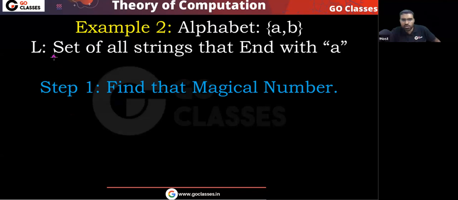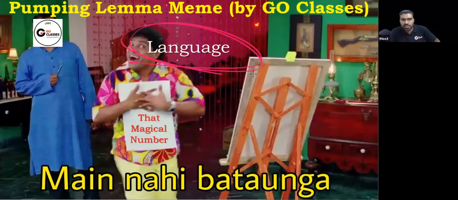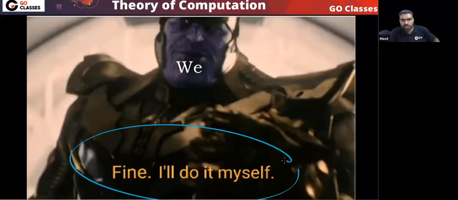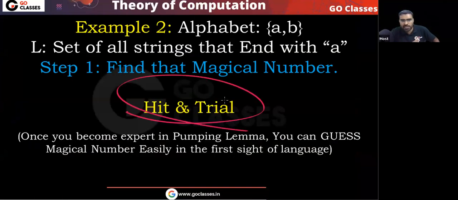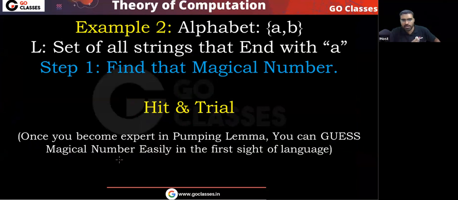But the language will not tell you the magical number. We need to find the magical number, but the language will not tell you what it is. So what do we need to do? We need to find it ourselves. So what is the method? The method is hit and trial. But once you become an expert at the pumping lemma, it will become easy for you to guess.